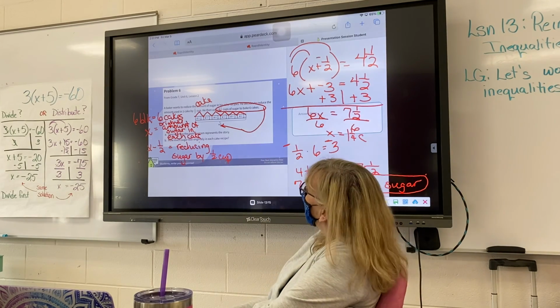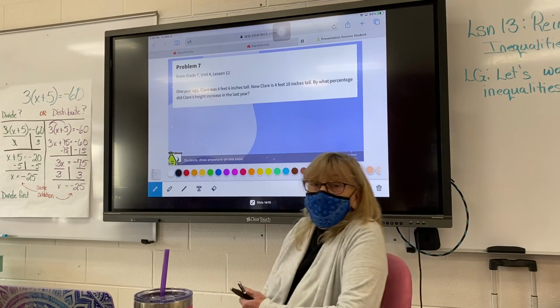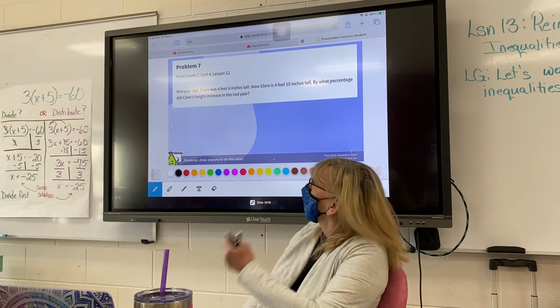Last problem. That's not a lot of sugar in a cake. Cakes usually have like 2.5 cups of sugar in them.